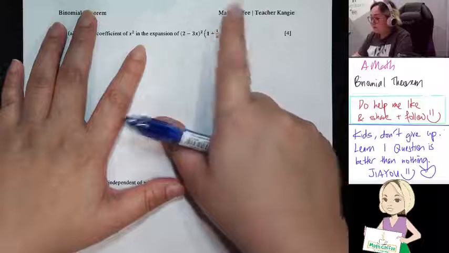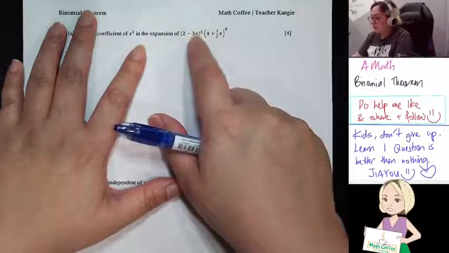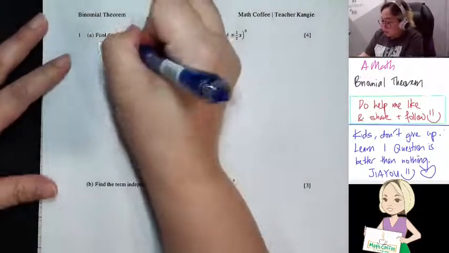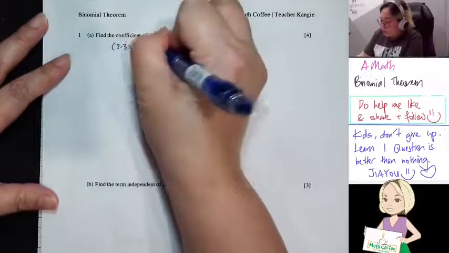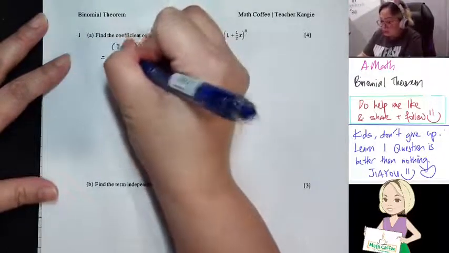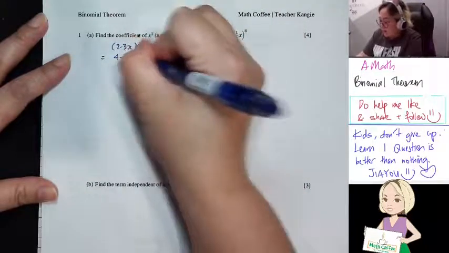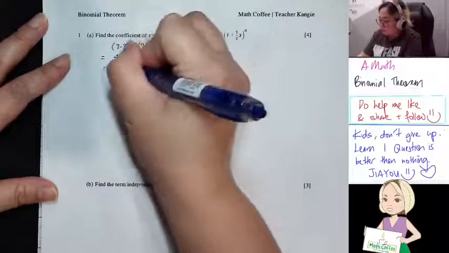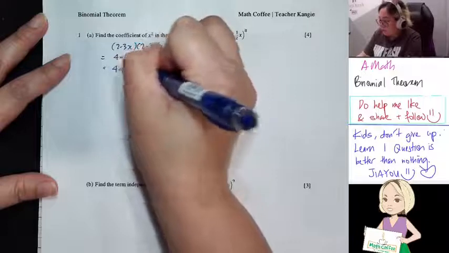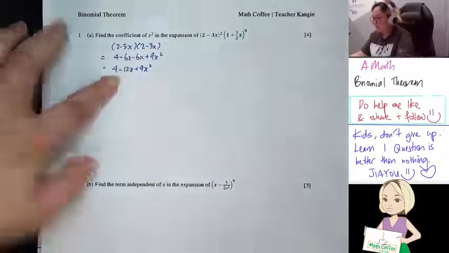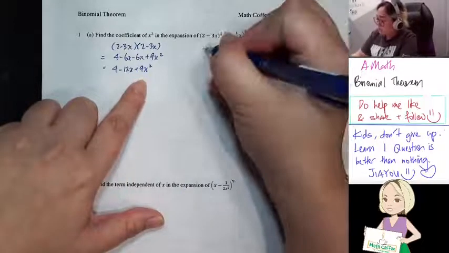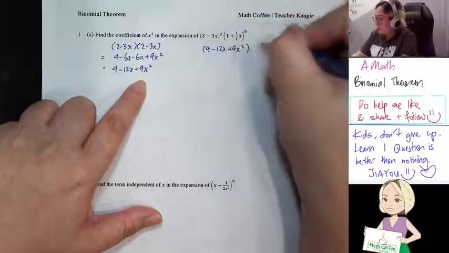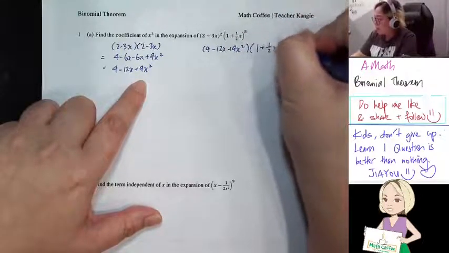Okay, but let's take a look at this one. I can rainbow first. So I'm going to rainbow this first part first. So it will be 2 minus 3x, rainbow with 2 minus 3x. So rainbow, I get 4 minus 6x minus 6x and plus 9x squared. I get 4 minus 12x plus 9x squared. So when they do this rainbow, it's like saying, okay, I want to do 4 minus 12x plus 9x squared, rainbow with this 1 plus half x to the power of 8.